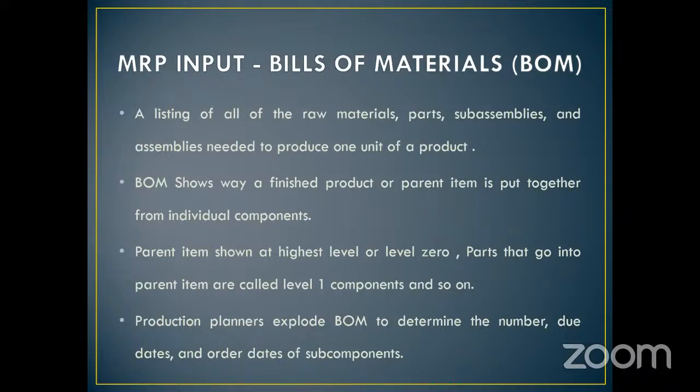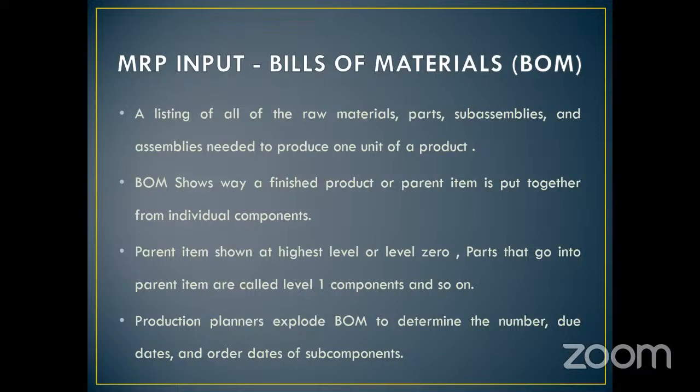Now, after knowing the term MRP inputs, there is the bill of materials. We already discussed the term bill of materials, but we have to go through it once again. It is a listing of all the raw materials, parts or sub-assemblies, and assemblies needed to produce one unit of the product. Like, to manufacture a particular chair, how many legs are required, how many armrests, how many backrests are required.